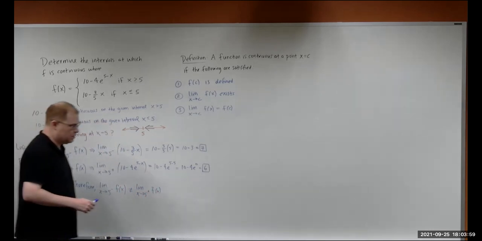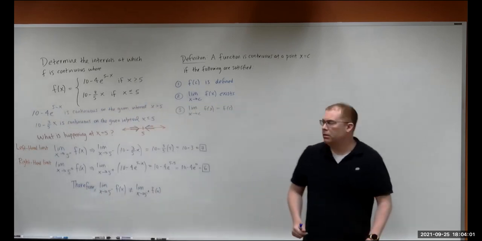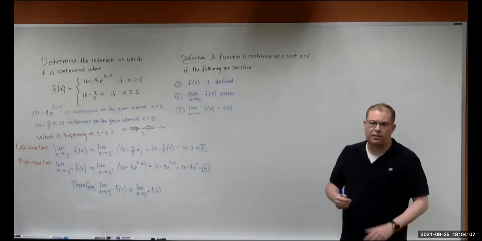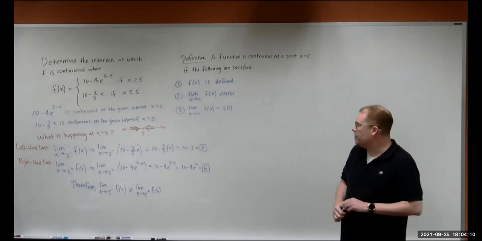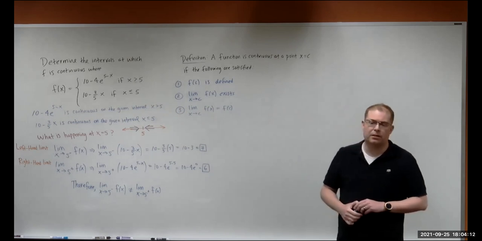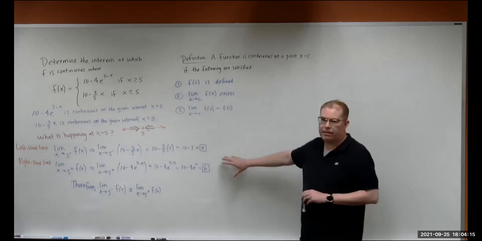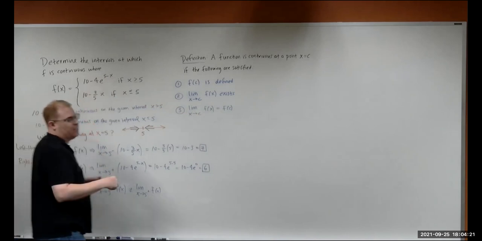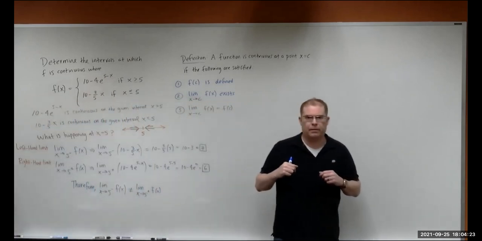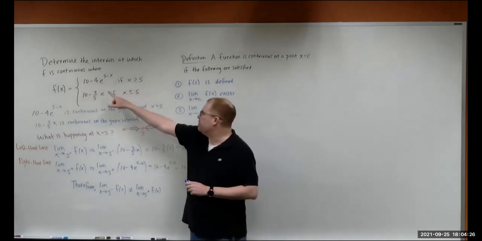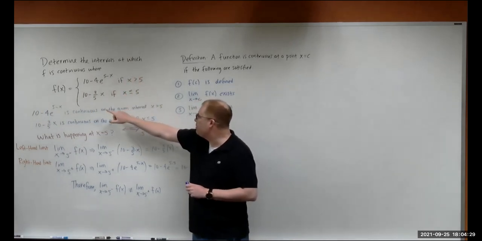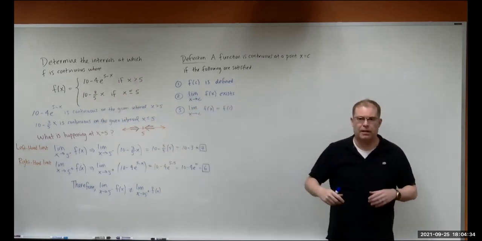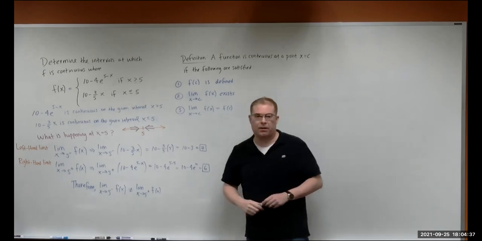This tells us that there is a jump in this function. Furthermore, this shows us that this function is not continuous at x equals 5. We know each piece is continuous on its respective domain. What I mean by that is this function is continuous for these x values, and this function is continuous for these x values. But at x equals 5, there is a jump. That's the point of discontinuity here.